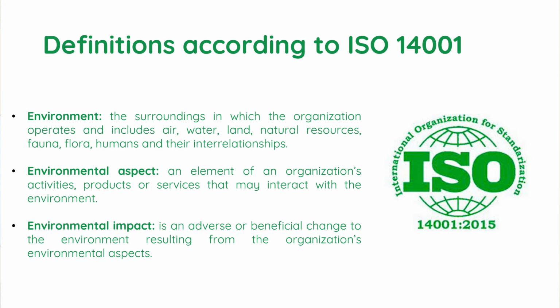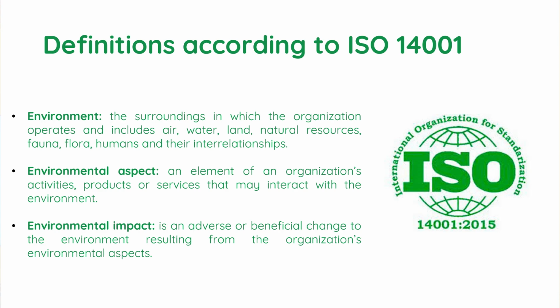Here you can see that we have the definitions of environment, environmental aspect, and environmental impact. First of all, environment is defined as the surroundings in which the organization operates and includes, for example, air, water, land, fauna, flora, natural resources, humans, and all their interrelationships. Then there is environmental aspect, which is an element of an organization's activities or also products or services that may interact with the environment. So here we can see already the interaction between the environment and all the aspects of the environment.